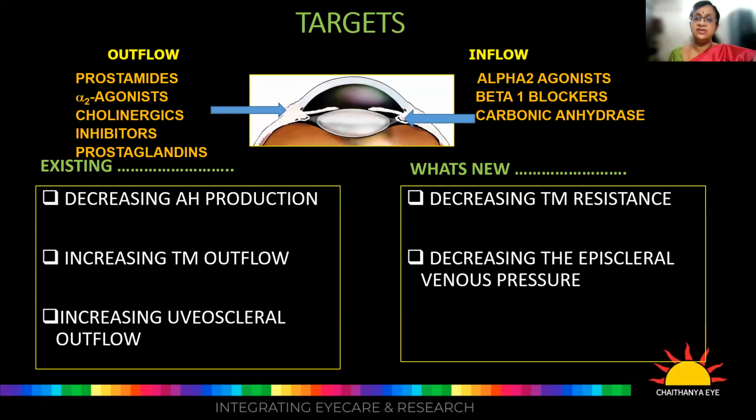What are the drugs? What is the mechanism of action of the anti-glaucoma medications? We have drugs which decrease the aqueous humor production, like the alpha-2 agonists, the beta-1 blockers, and the carbonic anhydrase inhibitors, and drugs which increase the outflow. The uveoscleral outflow will be increased by the prostaglandins, prostamides, and the alpha-2 agonists. The cholinergics increase the trabecular outflow. Then what is different in the new arrivals, the new drugs? They actually increase the conventional outflow pathway by decreasing the trabecular meshwork resistance and also decrease the episcleral venous pressure.